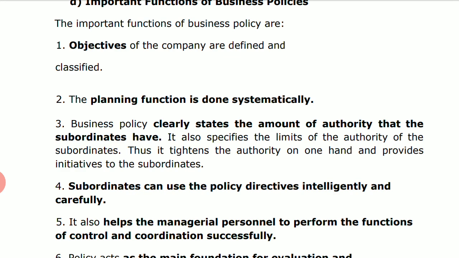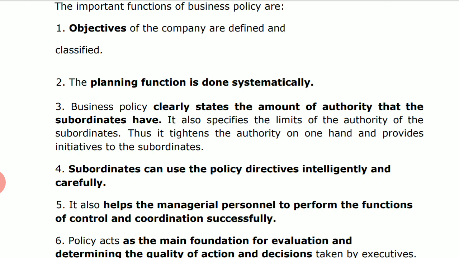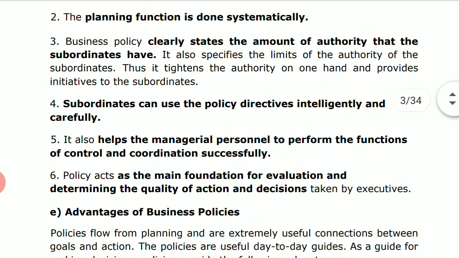Number 1, the important function of the business policy is that the objectives of the company are defined and clarified. We know very well that policies tell us where the company wants to go. So the objectives of the company are clearly mentioned, and it performs the function of providing the objectives. Number 2, the planning function is done very systematically, because everything is mentioned properly in the policy. Planning can be taken up systematically and properly.